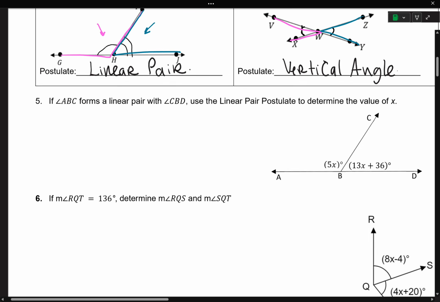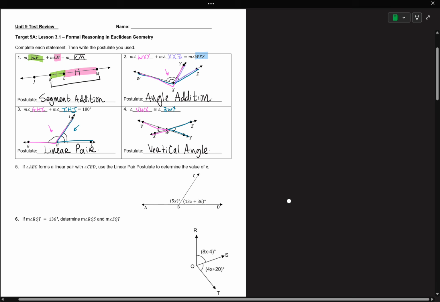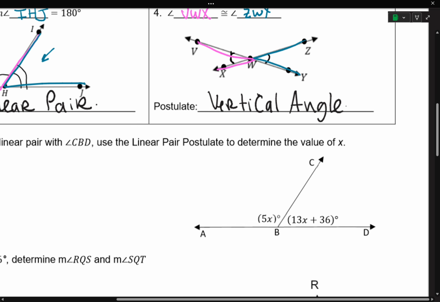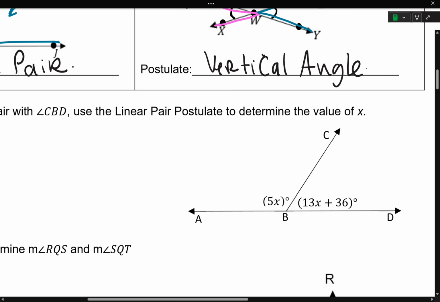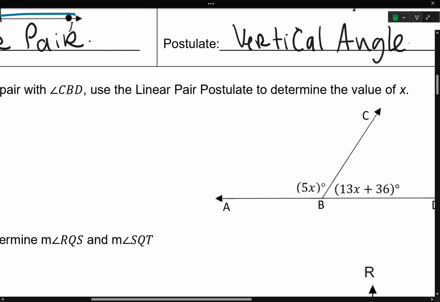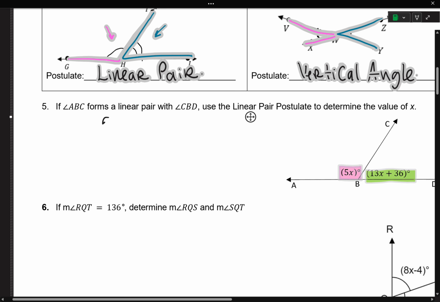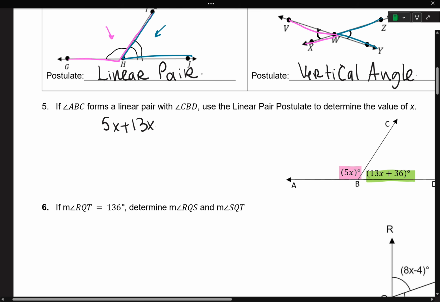Alright, let's do a little algebra with our geometry. In number 5, we have angle ABC forming a linear pair with angle CBD. Let's use the linear pair postulate to determine the value of x. The linear pair postulate states that when we add the two angles, it equals 180. So let's see what two angles we have. We have angle ABC, which is 5x, and CBD, which is 13x plus 36. 5x plus 13x plus 36 equals 180.